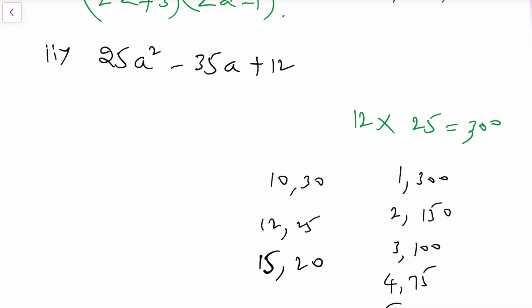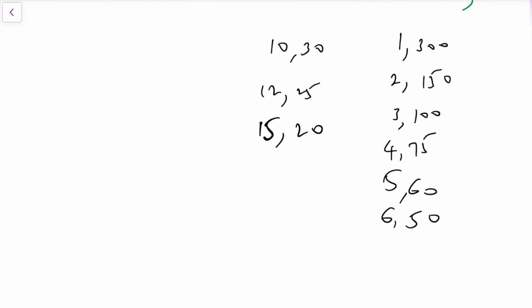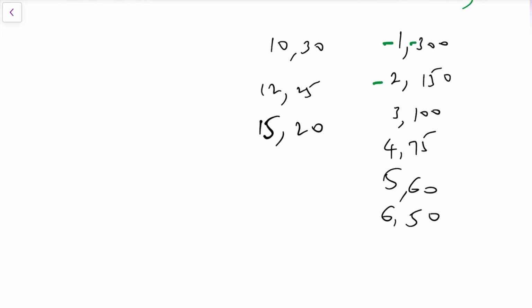Now in the given question only the middle term is negative. If only the middle term is negative, then two numbers should be negative. So minus 1 minus 300, minus 2 minus 150, minus 3 minus 100, minus 4 minus 75, minus 5 minus 60, minus 6 minus 50, minus 10 minus 30, minus 12 minus 25, minus 15 minus 20.